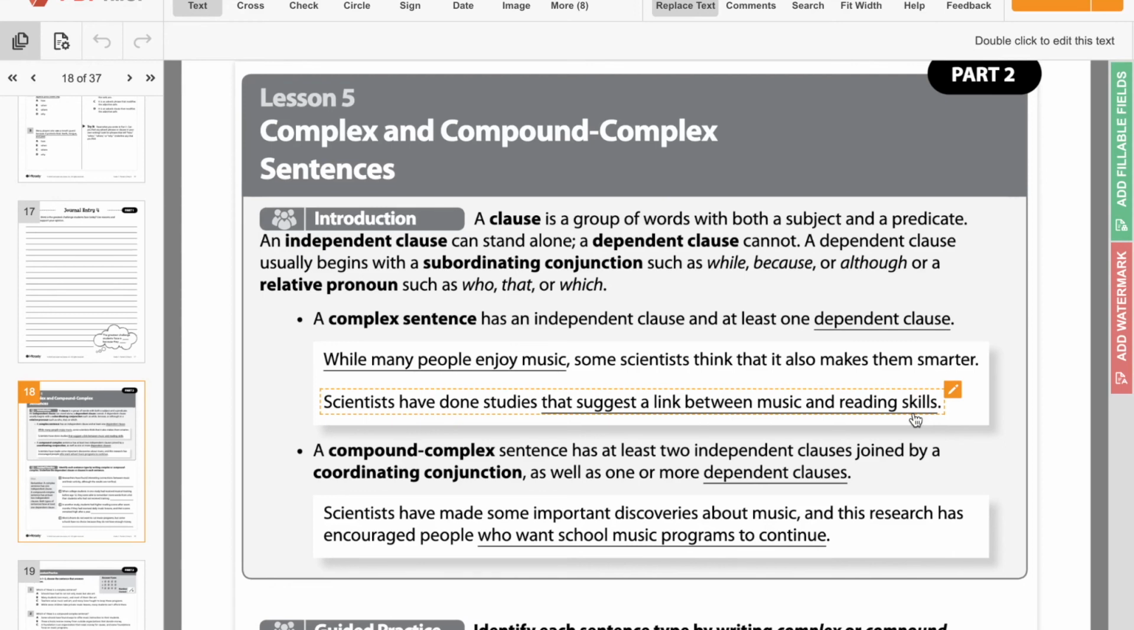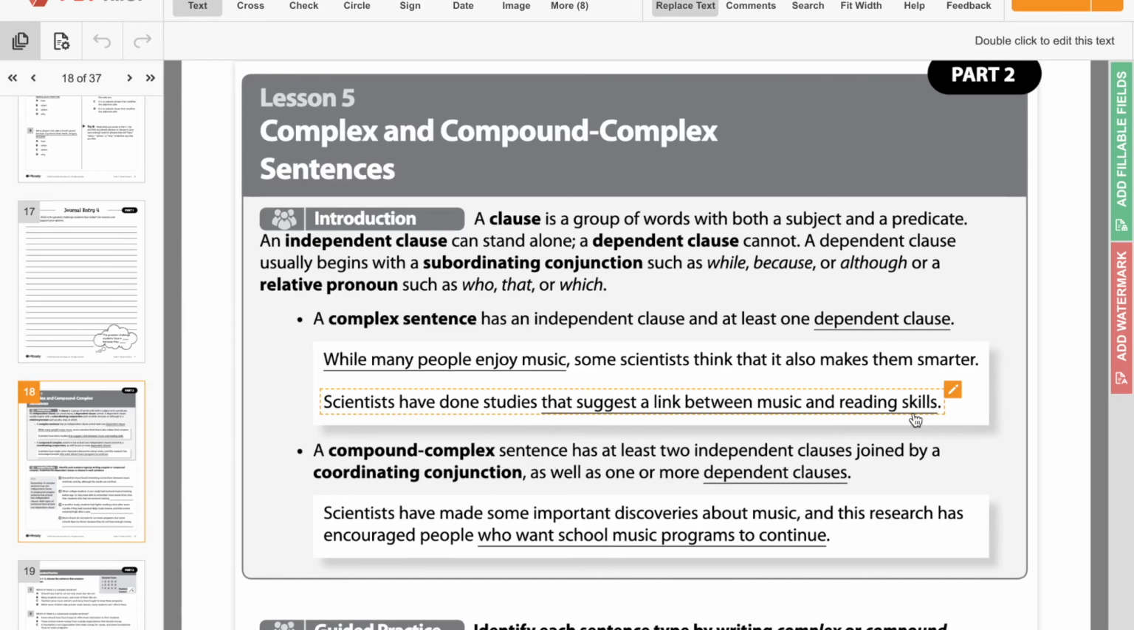An independent clause can stand alone. A dependent clause cannot. A dependent clause usually begins with a subordinating conjunction, which we've talked about before. It's those words that leave us wondering what else the author is going to say. Those words might be while, because, although, after, things like that, or a relative pronoun such as who, that, or which. There are other words it can begin with, but most begin with either those subordinating conjunctions or relative pronouns.